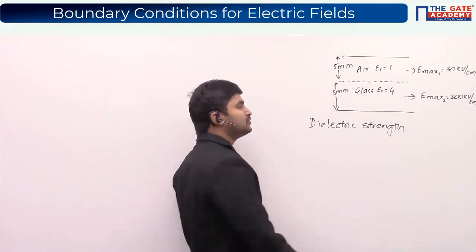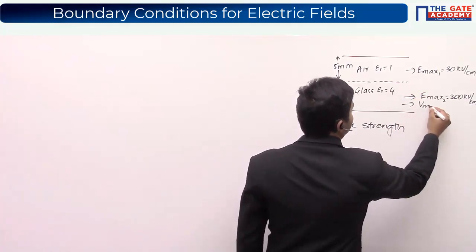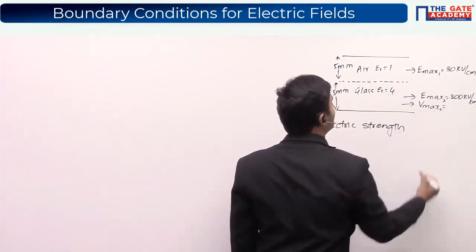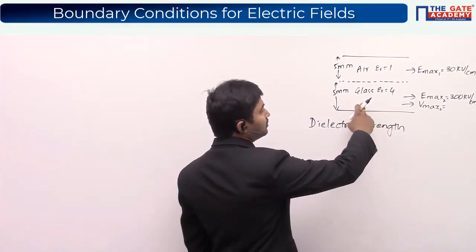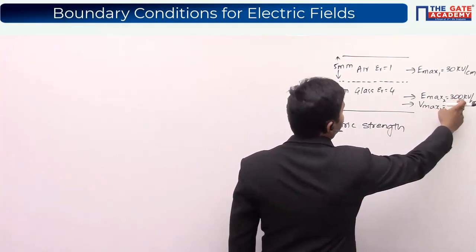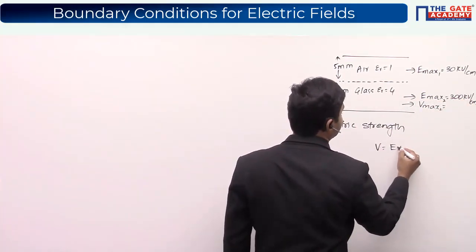If you see the corresponding value of the potential, then here what would be the potential? 300 kilovolt per centimeter, and potential can be given by electric field multiplied by the distance.